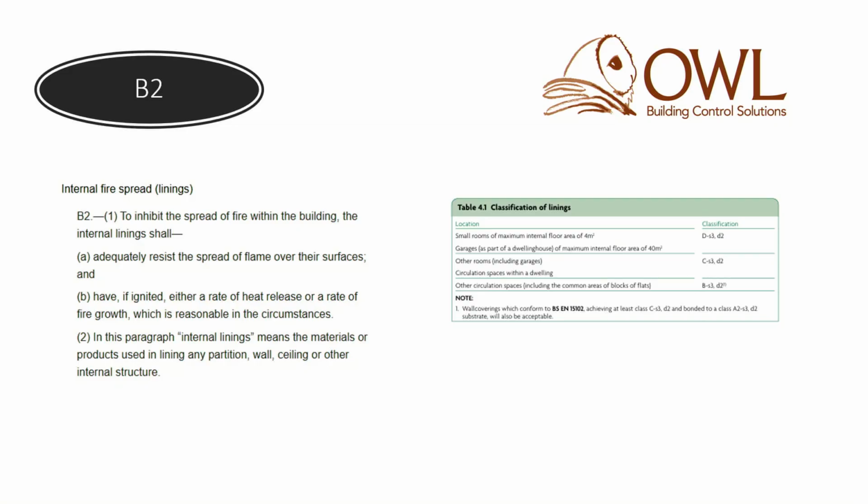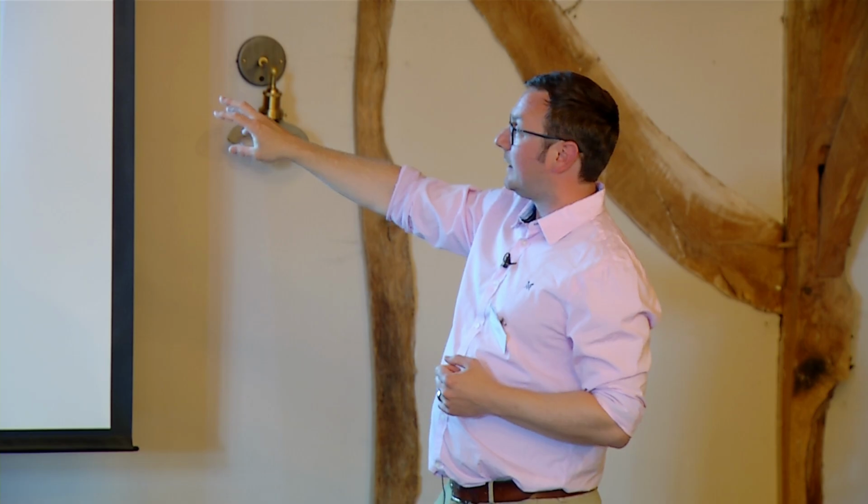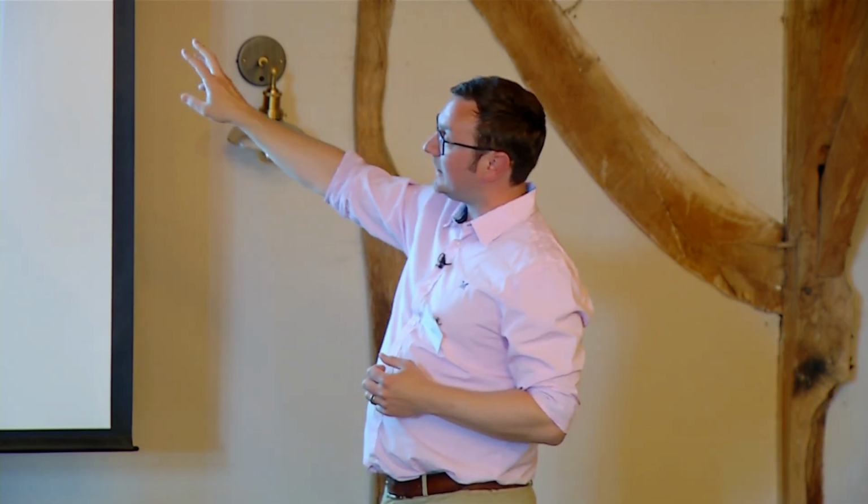B2 is mercifully relatively simple. B2 is internal fire spread linings. The requirement, Schedule 1, is to inhibit the spread of fire within the building: the internal linings shall adequately resist the spread of flame over their surfaces and have, if ignited, either a rate of heat release or a rate of fire growth which is reasonable in the circumstances. Pretty simple. Table 4.1 in ADB is the relevant table to look at for B2, and the classifications are given in terms of the location of the room and the location of the linings.